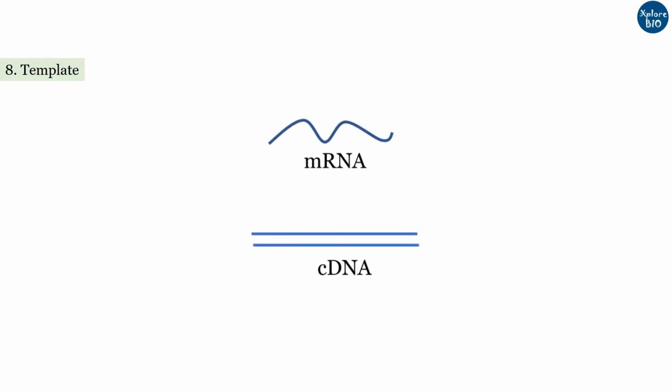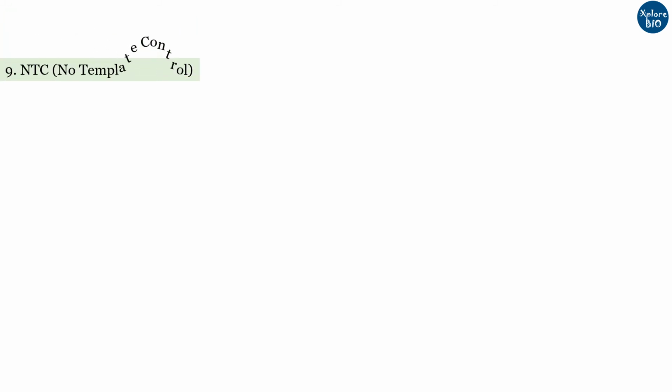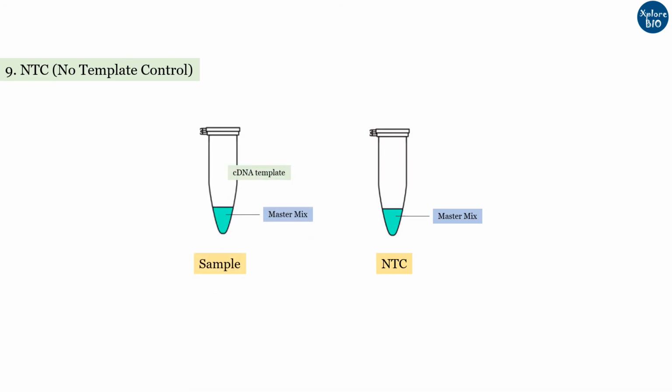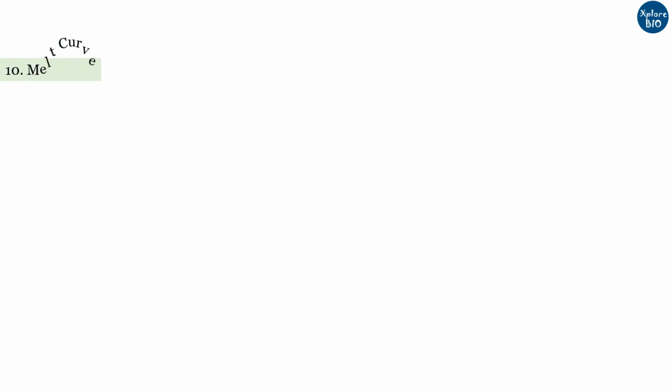Number 8 is a template. It can be an mRNA or a complementary DNA on which RT-PCR test is performed. Number 9 is NTC or a no template control. To check the presence of any template contamination in the reaction mixture, a reaction without template is also put along with other PCR reactions. Number 10 is a melt curve.